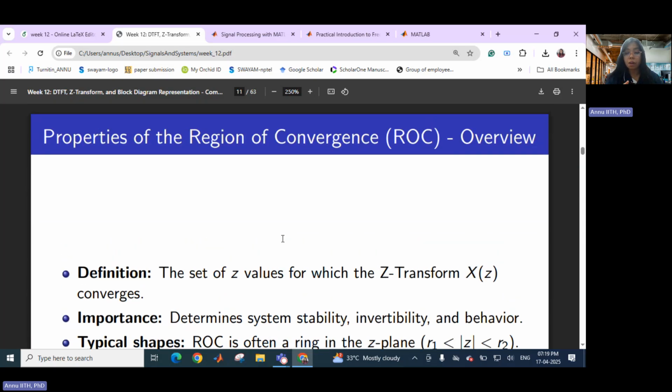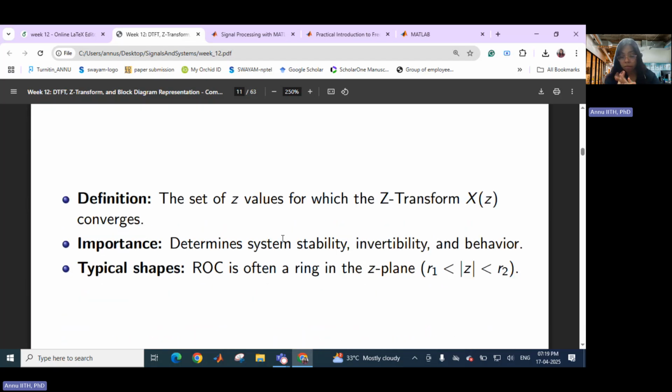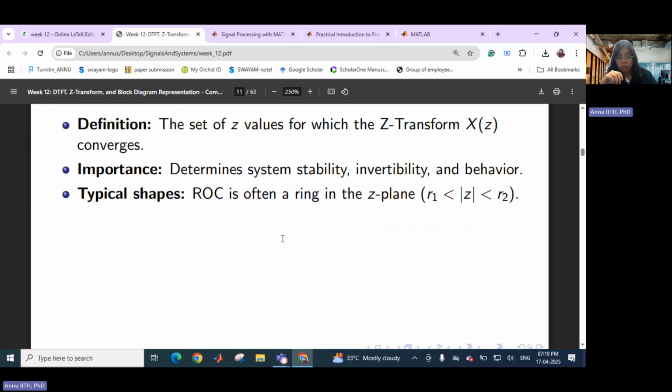So there are properties of the region of convergence. The first definition is the set of z values for which the z transform X of z converges. The importance is that it determines the system's stability, invertibility, and behavior. Typical shapes: the ROC is often a ring in the Z plane. So you have mod of z less than 1, or if it is a ring in the Z plane, that is typically the ROC.